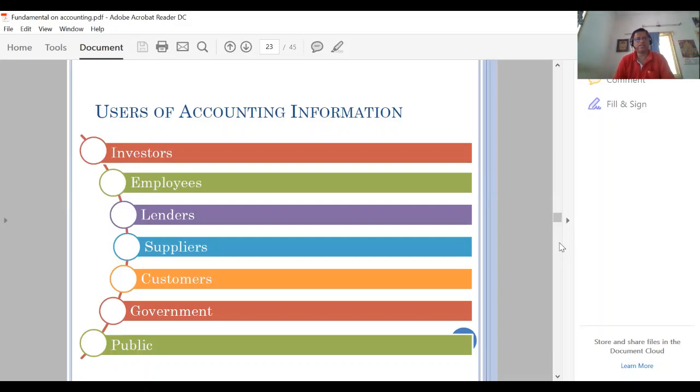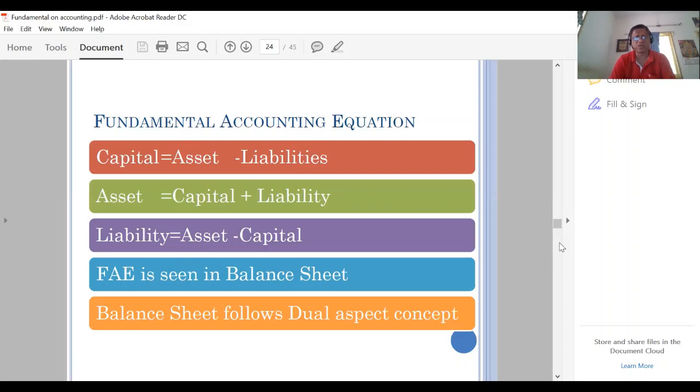So the accounting information whatever we are preparing, the financial statement, is useful for all the stakeholders: number one, investors; number two, employees; number three, lenders; number four, suppliers; number five, customers; number six, government. Okay, so this is very important information for any organization. So flawless accounting is very important for any organization. Here in India, accounting is prepared based on the accounting standards defined by ICAI, the Institute of Chartered Accountants of India. Right? Let's go back to the accounting equation.